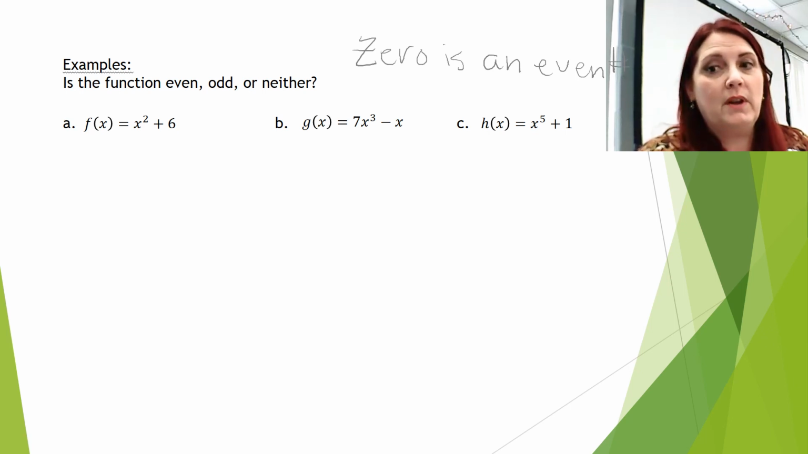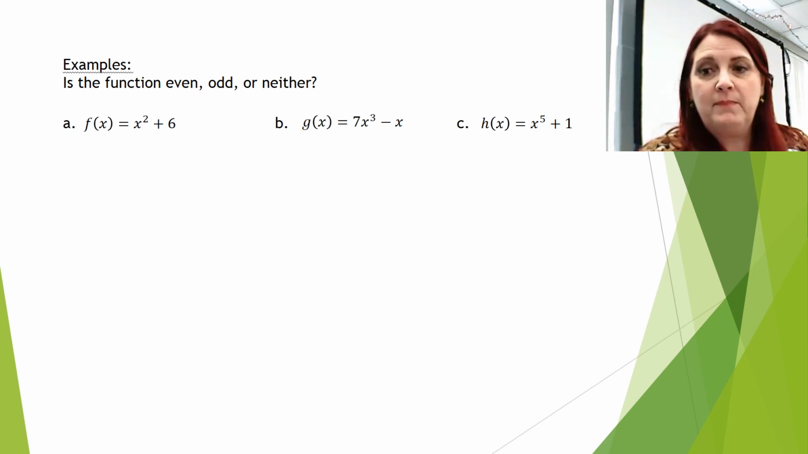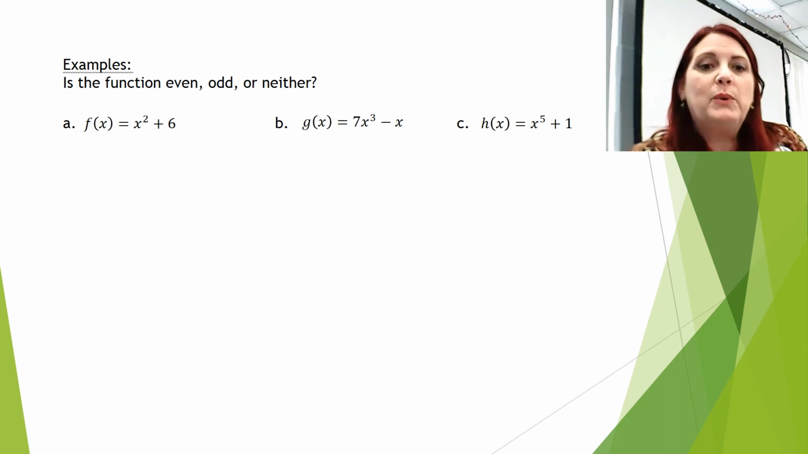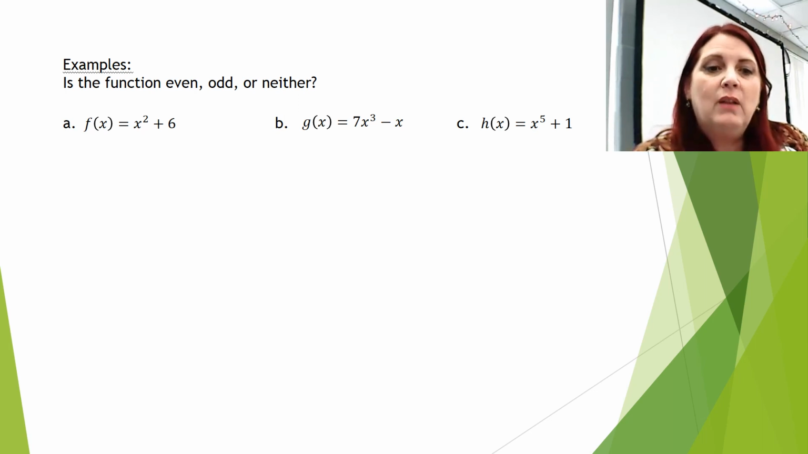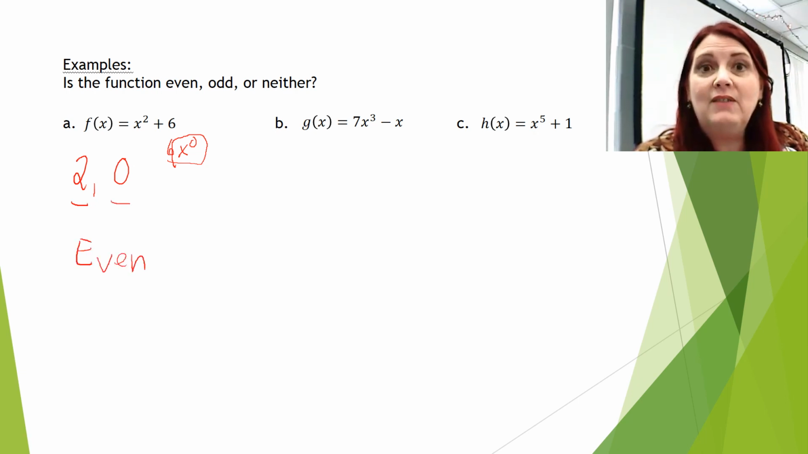All right, I've let you in on the secret. Let's find out if we can do these. This first one, x squared plus 6. Well, the exponent is 2. Well, this is the same thing as 6x raised to the 0, because x to the 0 is 1. So the other exponent is 0. This is even, this is even. So the function is even.